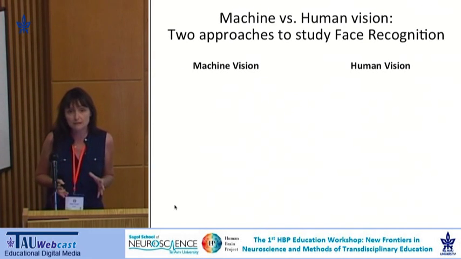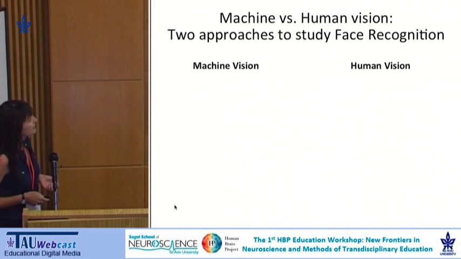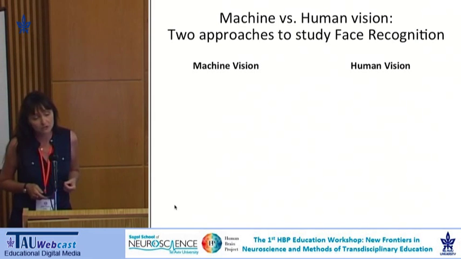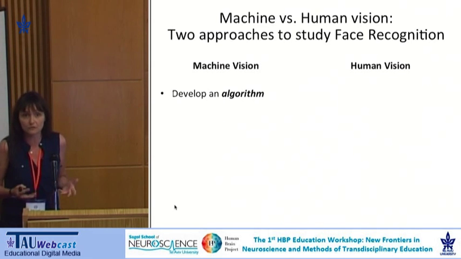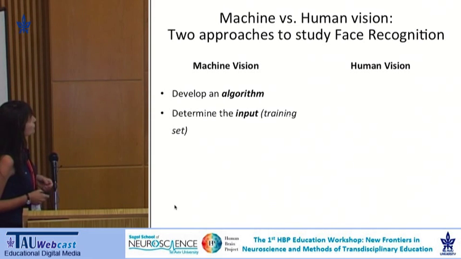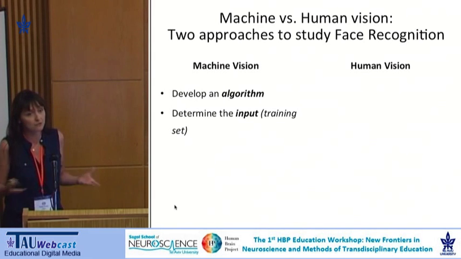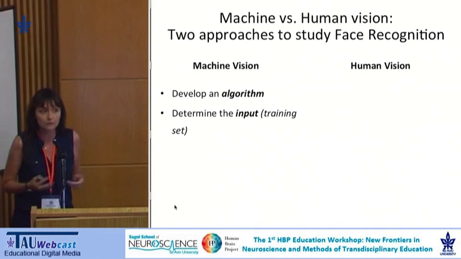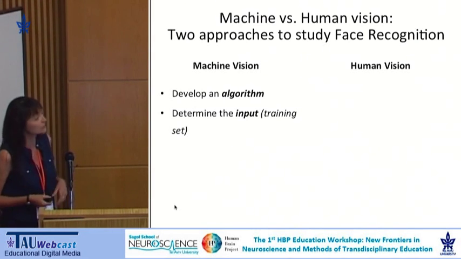In that sense, the two disciplines are actually using two different approaches. What the people coming from machine vision are trying to do is first develop the algorithm, so that's their job. They then need to determine what the input will be, so they come with a set of images that they train their algorithm with, and during this training the algorithm is learning the type of images that it's supposed to then be able to discriminate.